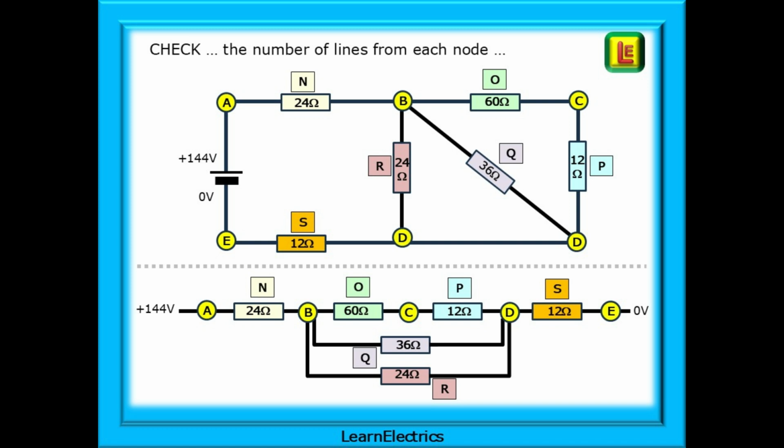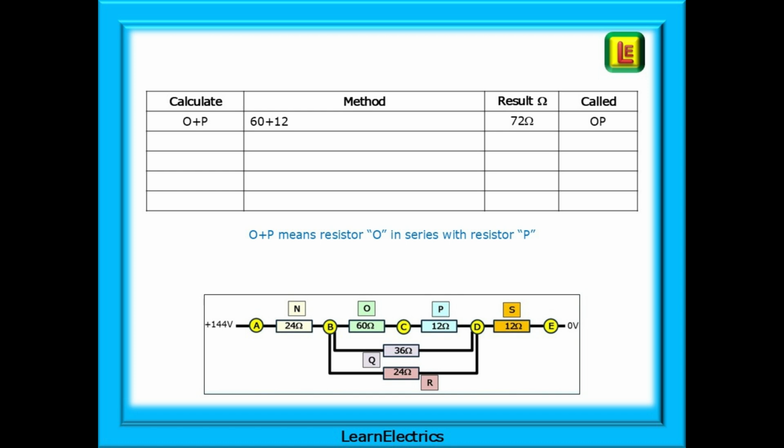Now we can start calculating some values for effective resistance between the nodes. An effective resistance is the resistance that the circuit sees, not necessarily the actual values of the individual resistors. Resistors in series will always be bigger. Resistors in parallel will be smaller. First, we need to calculate the effective resistance of the circuit between nodes B and D, as there are resistors in series and resistors in parallel here.